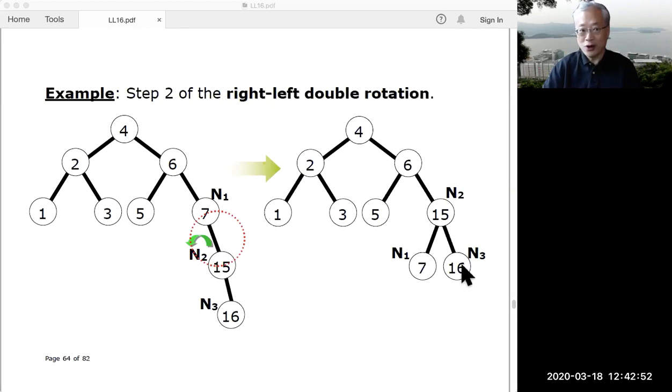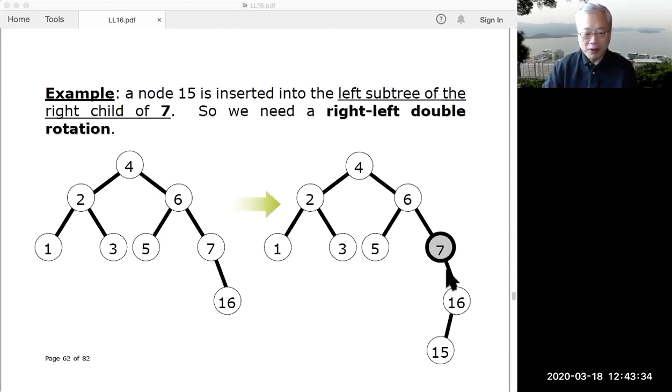And how do we know that we should do a right-left double rotation? The reason is very simple. We have inserted a new node into the right-left subtree. Now let me remind you, formally, no one calls it right-left subtree. There's no such term, so don't quote me. Formally speaking, it's the left subtree of the right subtree, or the right subtree of the left subtree, but that is very long and I don't like this term. So I just call it right-left subtree or left-right subtree; that would be easier. So you see, that is the node with the problem. 15 is inserted into the right and then left subtree, so we do a right-left double rotation.